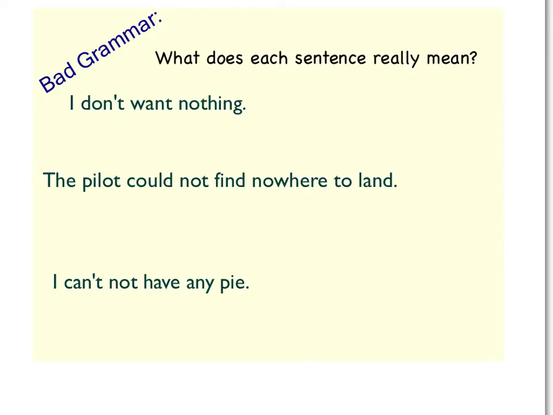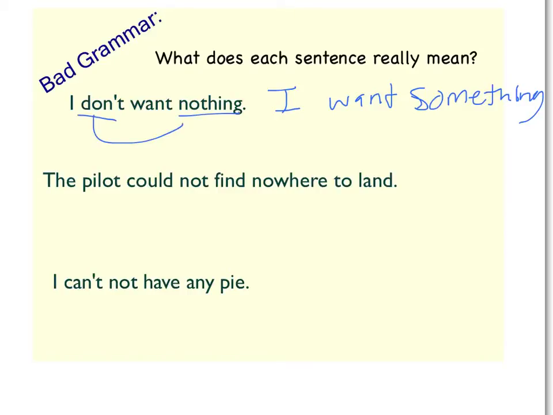So first let's understand why we can do this with subtraction. We're going to go through a little English lesson. English is not my best topic, but I understand how these work. This is bad grammar when you say, I don't want nothing. I don't want nothing really means I want something. Why? Because it's a double negative. If you don't want nothing, that must mean you do want something.